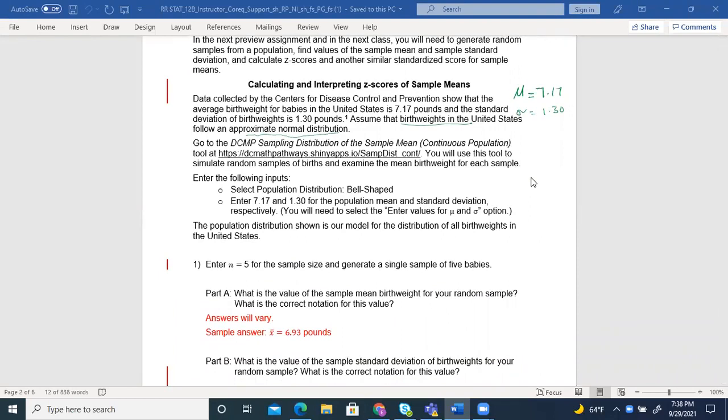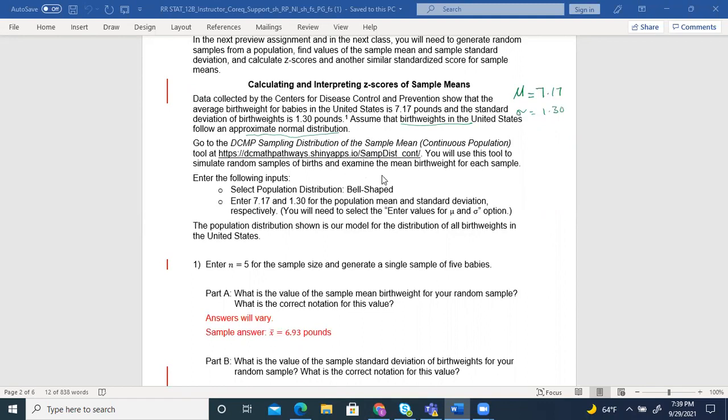Data collected by the Centers for Disease Control and Prevention show that the average birth weight for babies in the United States is 7.17 pounds, and the standard deviation of birth weight is 1.30 pounds. So that population mean is 7.17 pounds, and the standard deviation, which is sigma, is 1.30. Assume that birth weights in the United States follow an approximate normal distribution, and this distribution is approximately normal.